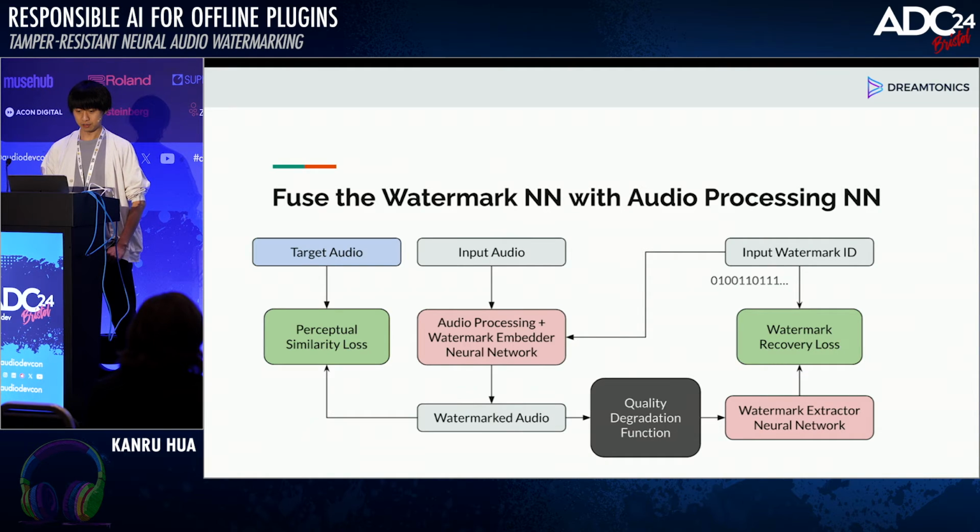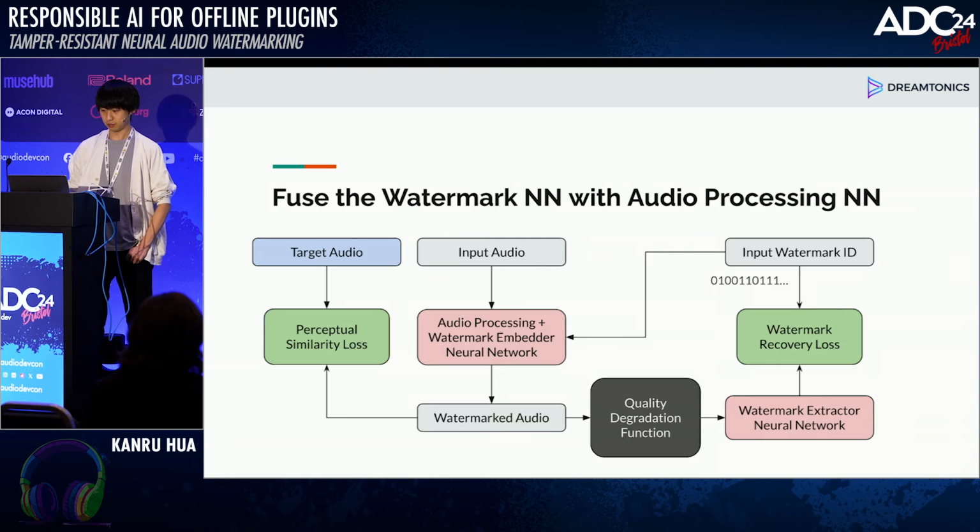So the first step is you want to fuse the watermark neural network into the audio processing neural network. It's actually pretty straightforward, just train the two together. Instead of training the watermark embedder to recover a perceptually similar input audio, you just train it to predict the target audio. So that's how you combine the two networks into one.